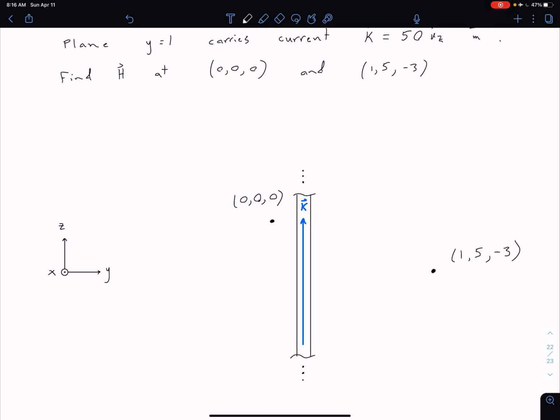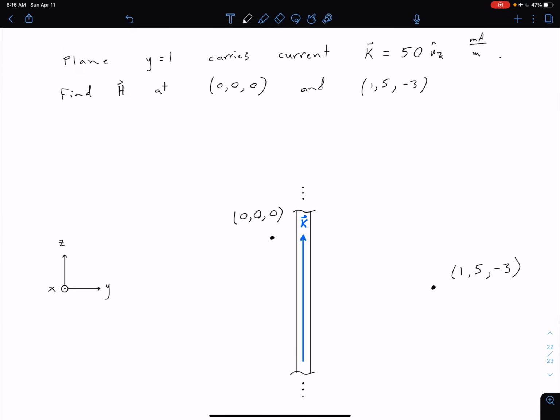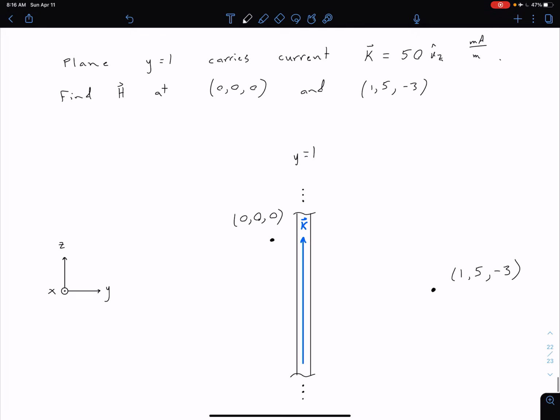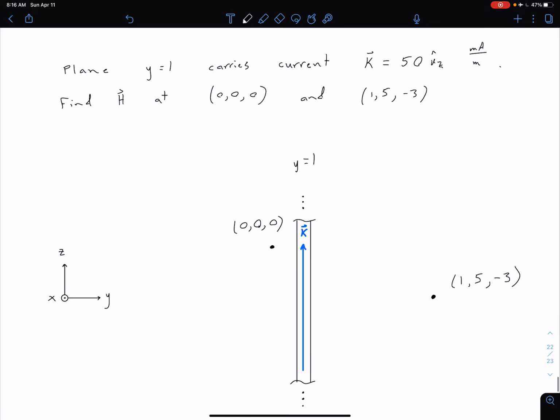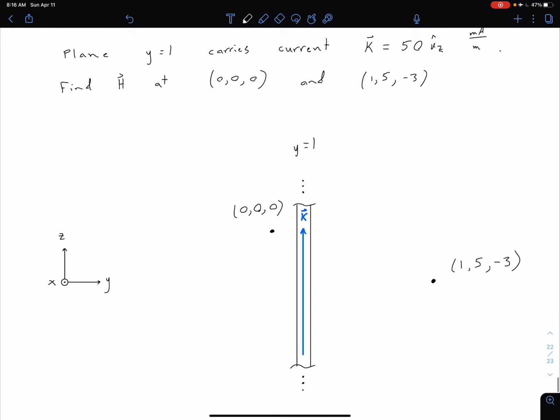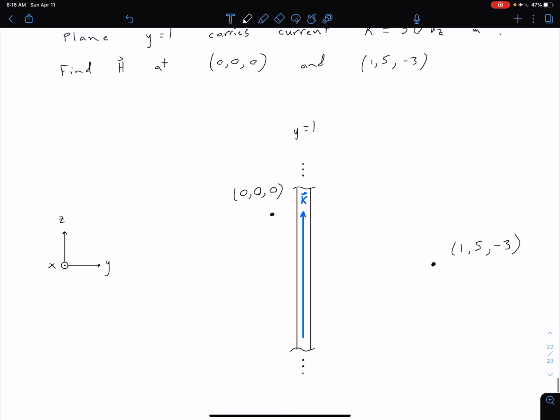And so I've drawn this y equals 1 plane here. So this is our y equals 1 plane. We have this K in the positive z direction. And we're interested in finding our magnetic field intensity at 2 points, (0, 0, 0) and (1, 5, -3), both indicated in the drawing as well. As always, I would recommend you pause the video and try to set up the problem or work through the problem entirely before coming back to the video to see the solution.